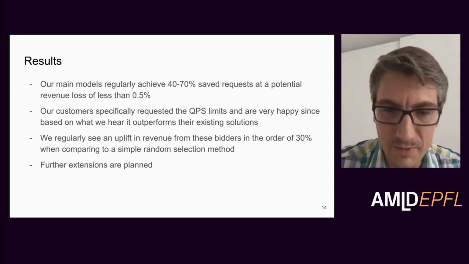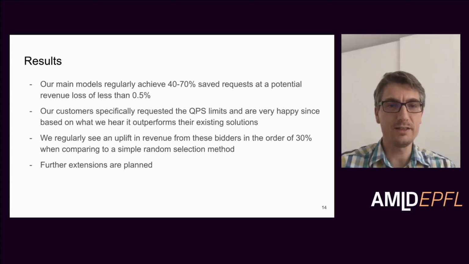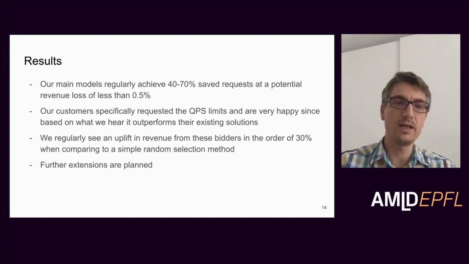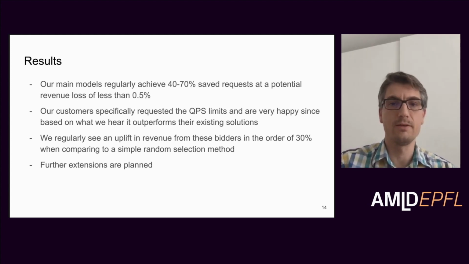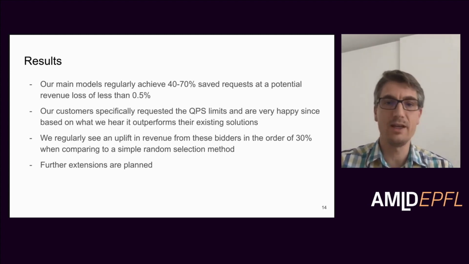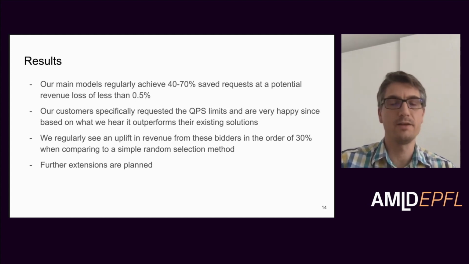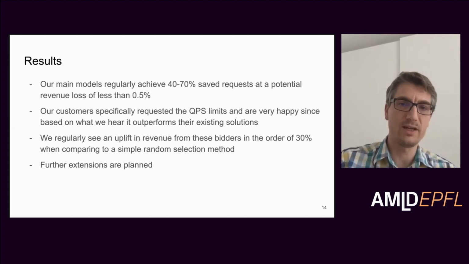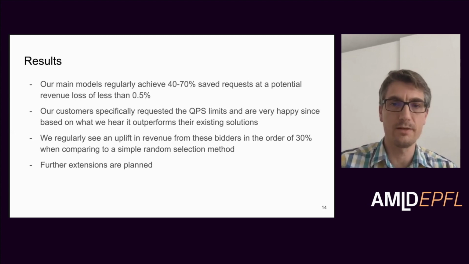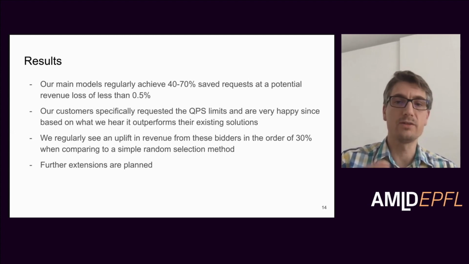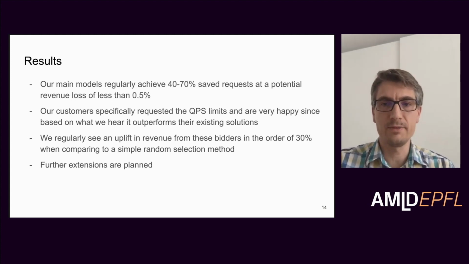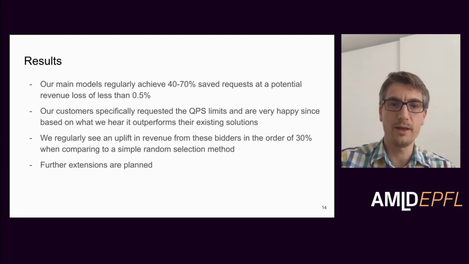I'm seeing I'm running out of time, so just a few words on the results. We were quite happy with the solution as it is right now. Regularly we see performance in terms of requests saved of about 40 to 70%, depending on the SSP, of course. The traffic quality varies a lot per SSP. If it's easier to save requests, we perform better, and sometimes it's closer to this 40%. But we are also losing very little revenue, typically in the order of 0.5%.